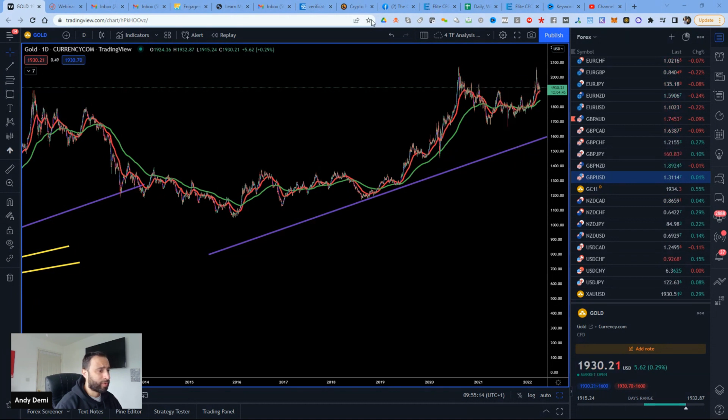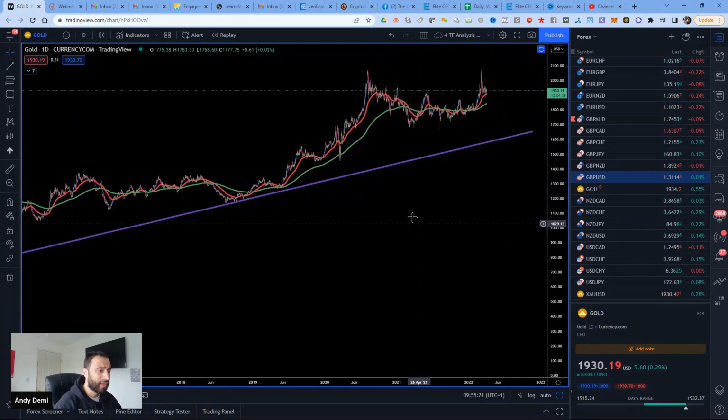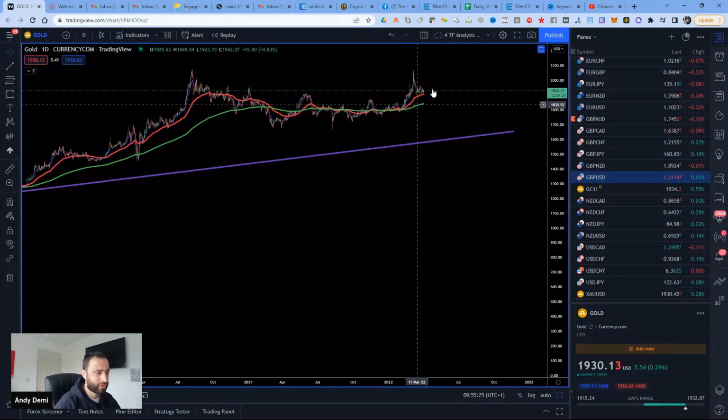But I'm looking at it as a value investor. Where would I want to buy? Not necessarily where is it going to go next, because at the moment it's looking still quite strong. The 50 is above the 200. We've just crossed back above.